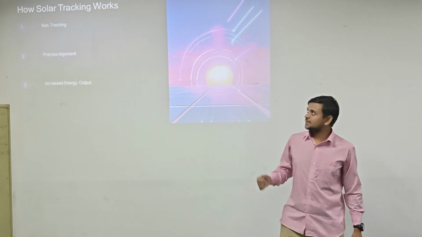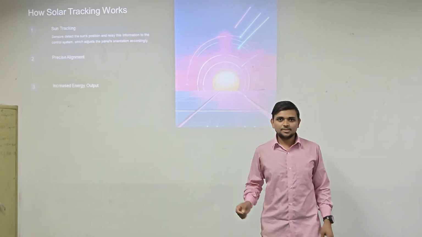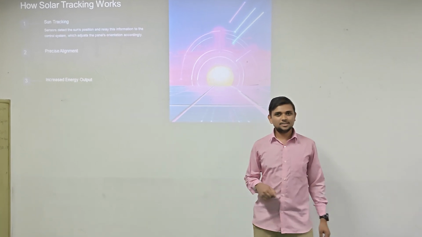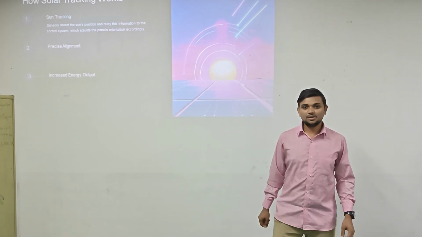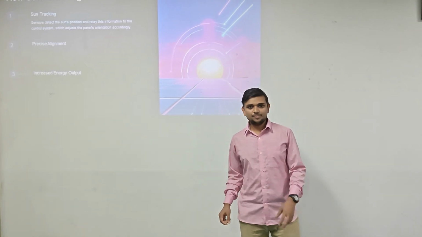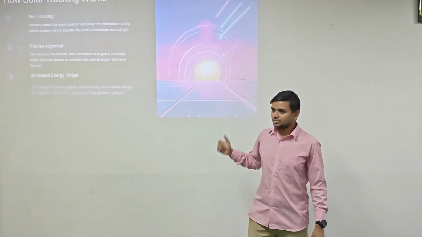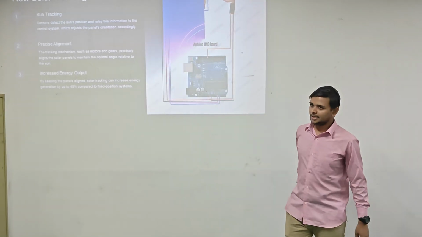Today in this presentation, I will explain the working mechanism. The LDR detects the sunlight and conveys the message to the control system, that is the Arduino, and the Arduino controls the motor according to the precise alignment. To further elaborate, I would like to explain it through the circuit diagram.